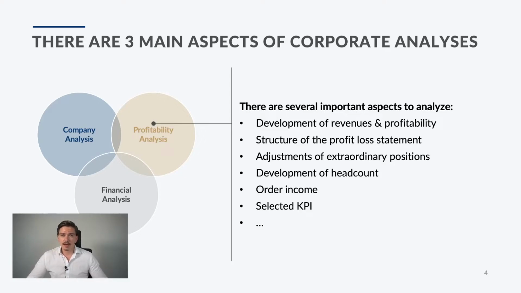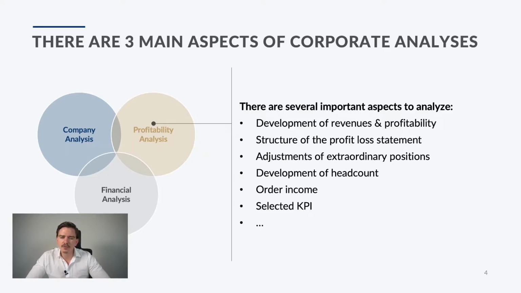Also, you want to take a look at the structure of the profit and loss statement. So this means that you take a look at the main cost drivers. So are the COGS, the cost of goods sold, very high? Do you have more overhead costs? How do they relate over time? To identify the main cost drivers that you have and also their developments.